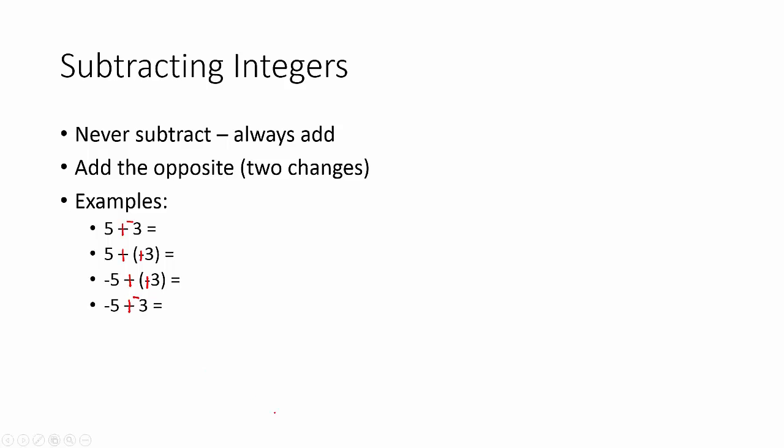It's always two changes, making every problem into an addition problem. And we know how to add. We did that on the last slide. 5 and negative 3, the positive is bigger. 5 minus 3 is 2.